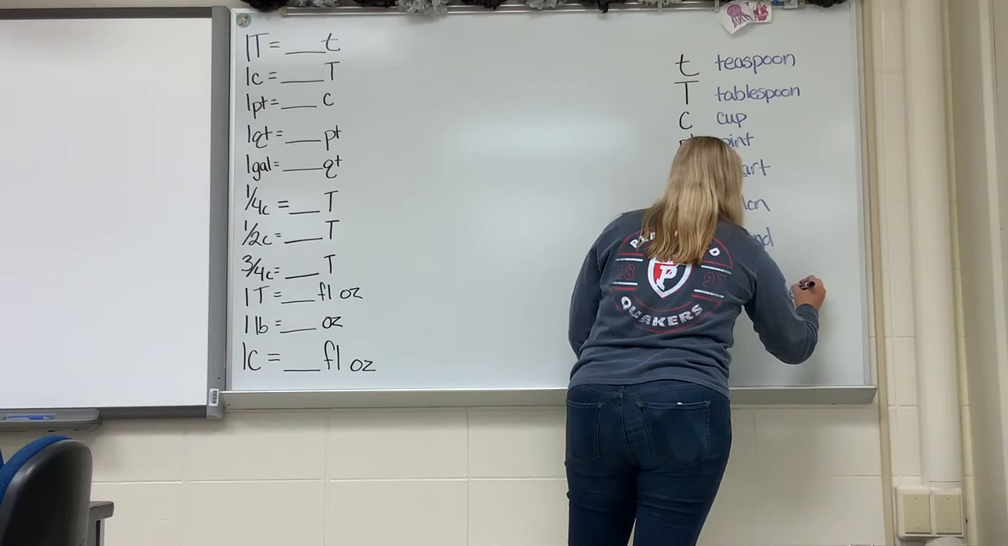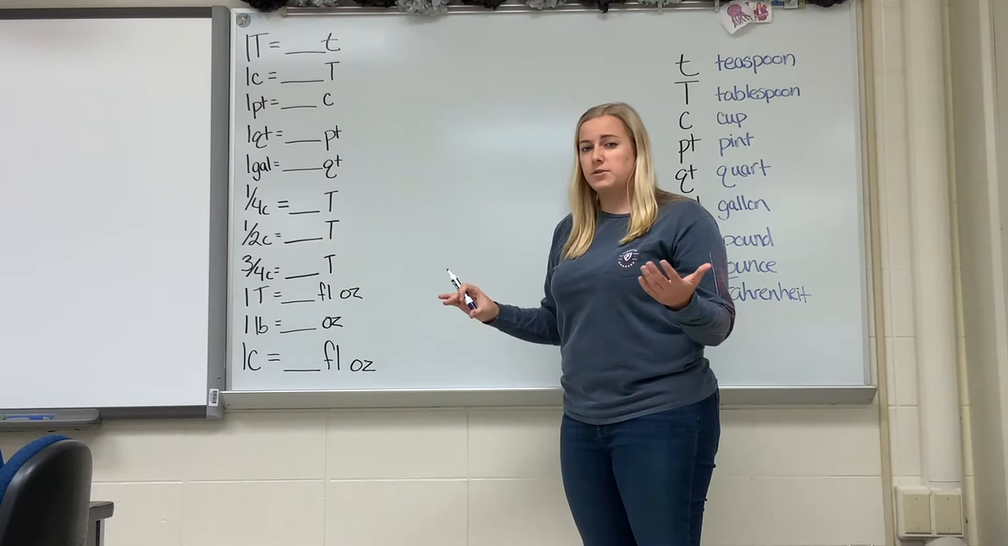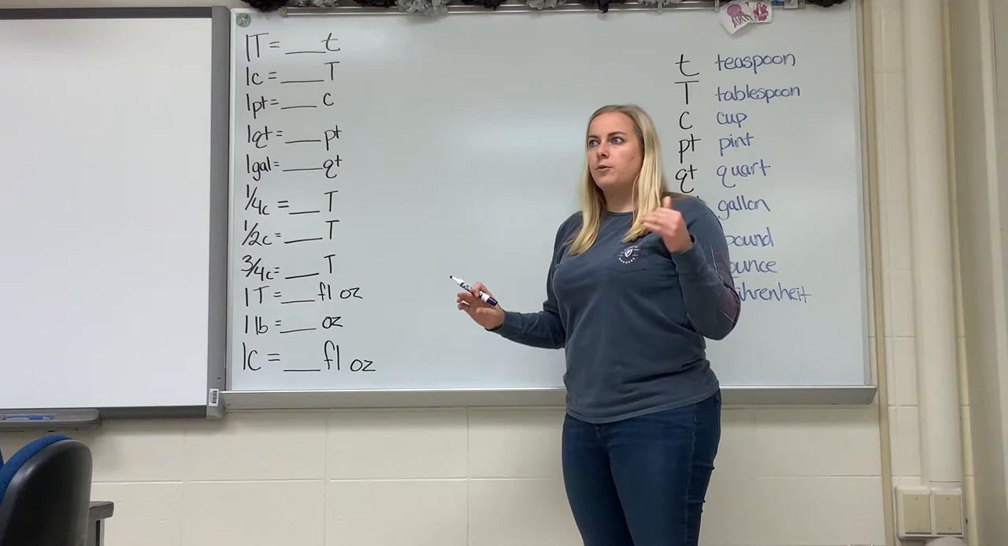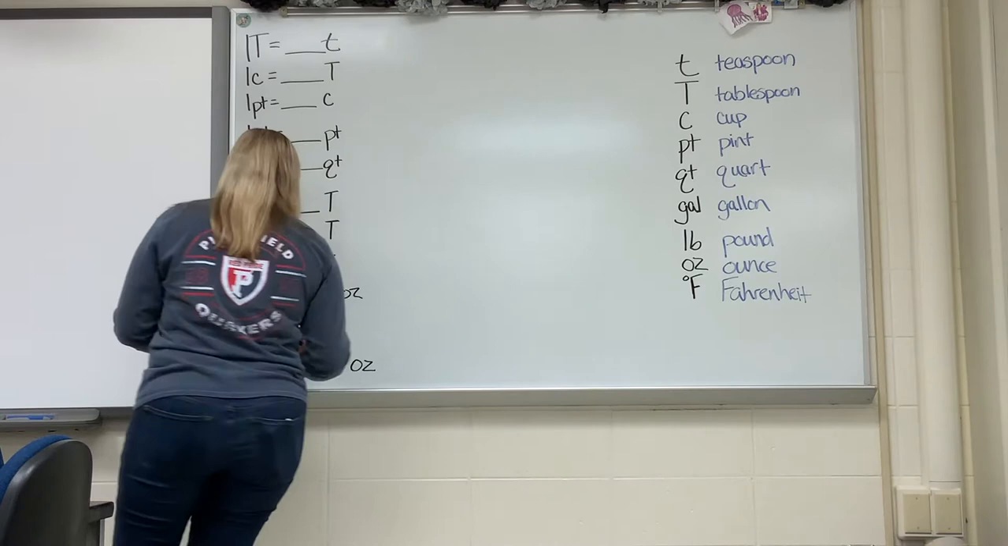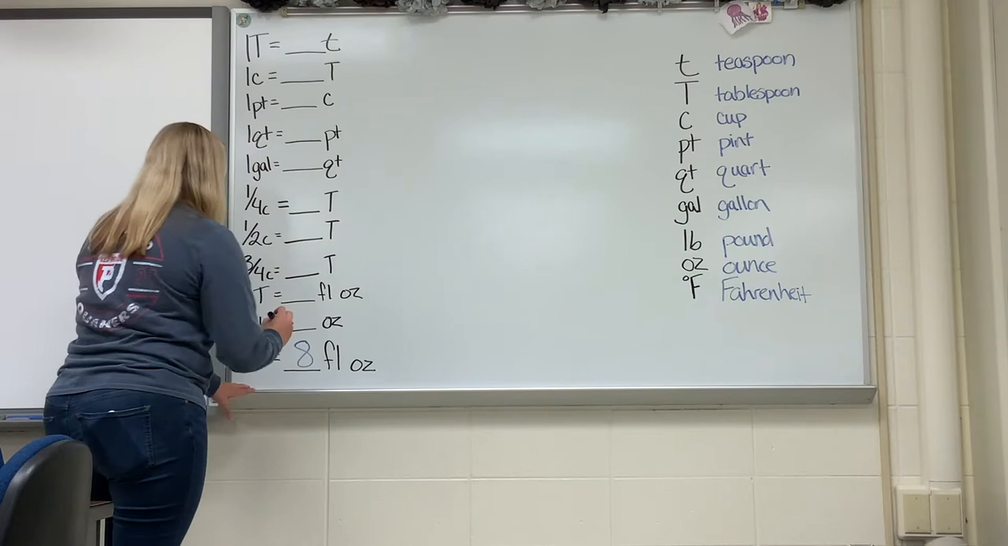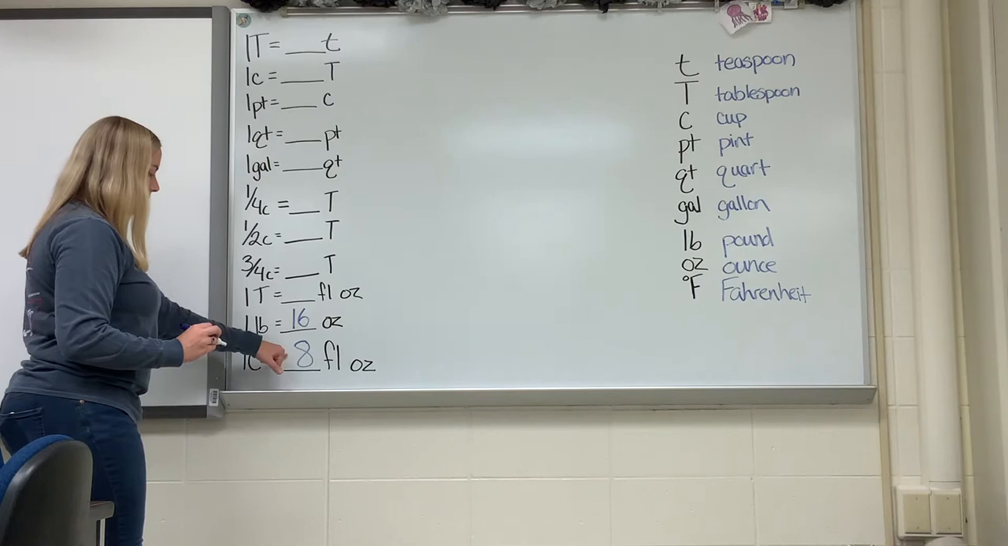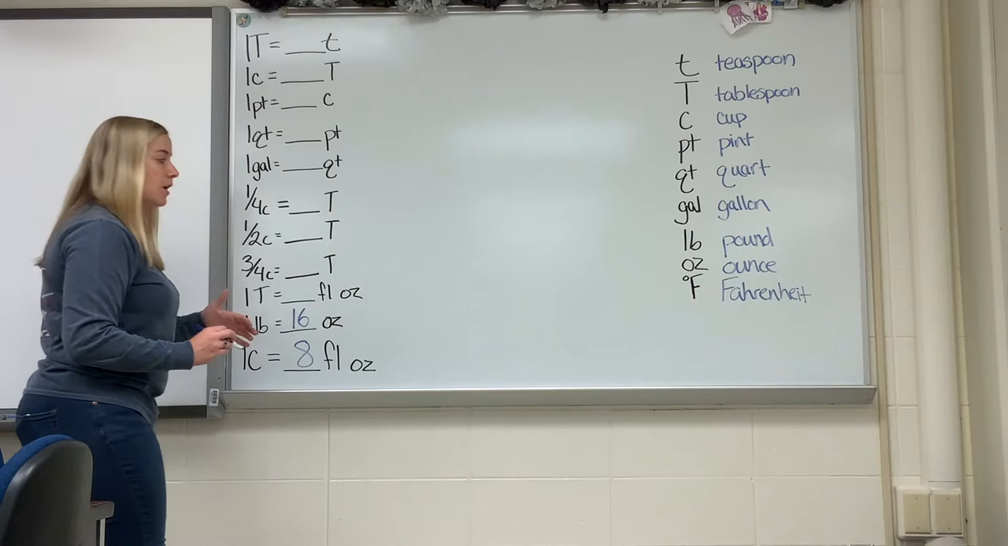F-A-H-R-E-N-H-E-I-T. Okay, for some of these, I do have tricks that I'm going to try to show you so that you can remember what the equivalents are. For others, you may just have to commit them to memory. So, for example, this one I don't have a good trick for. One cup is equal to 8 fluid ounces, and then there are 16 ounces in a pound. We'll come back to this one, but if you remember that there are 8 fluid ounces, once we figure out how many tablespoons are in a cup, you will be able to figure that one out.